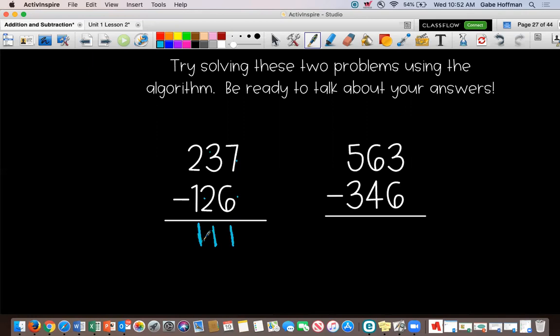3, 7. Okay, so we're going to change the tens place to a 5, and we're going to move a 10 over here and do 13 minus 6 equals 7. What's next? 6, 4, 3. 5 minus 4 is 1.